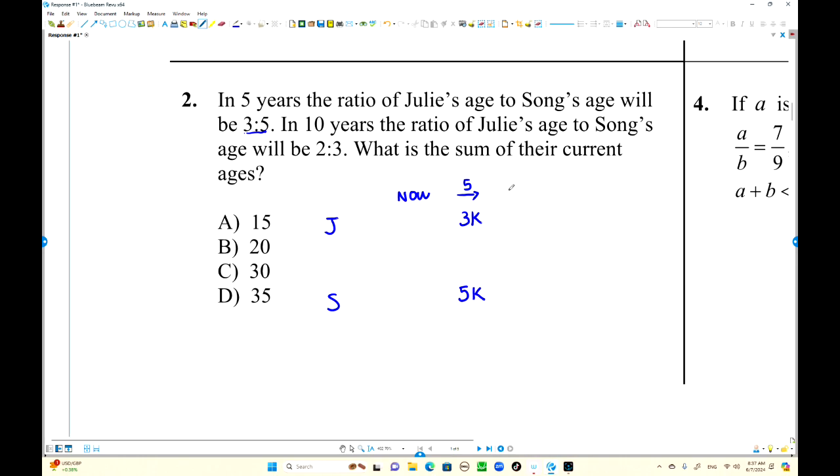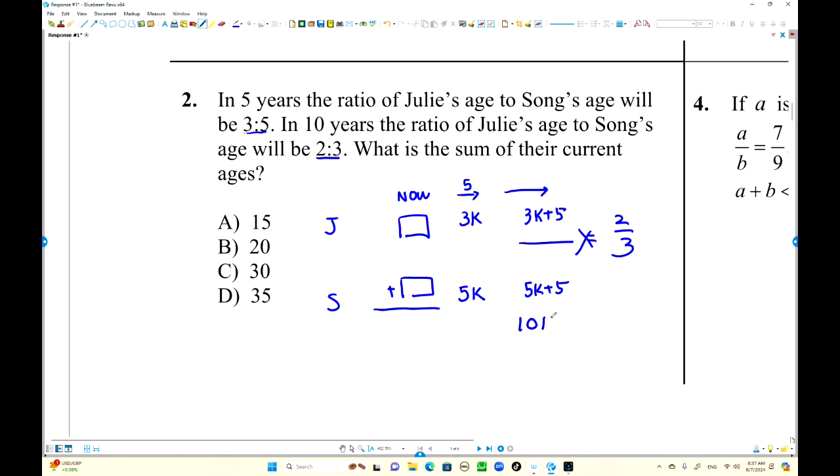In 10 years, another 5 years, in terms of k, it must be 3k plus 5, and the other one, 5k plus 5. The ratio will be 2 to 3. Can you find the sum of their current ages? We're going to add these two ages, and that's the answer. So cross multiplication, 2 times 5: 10k plus 10, and 9k plus 15.